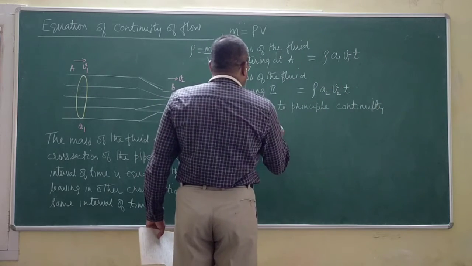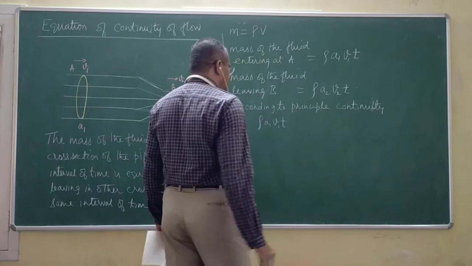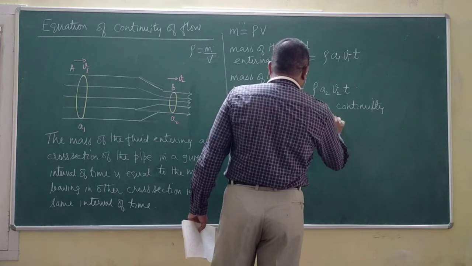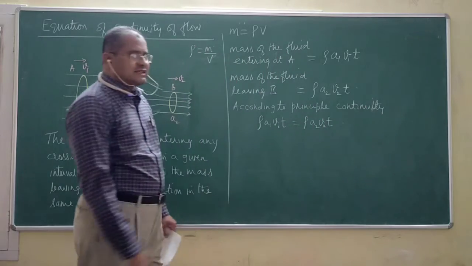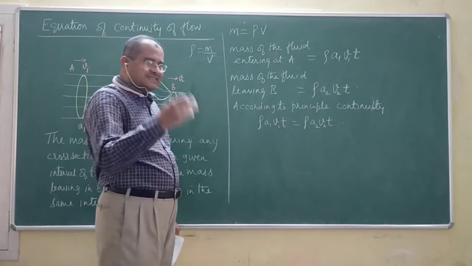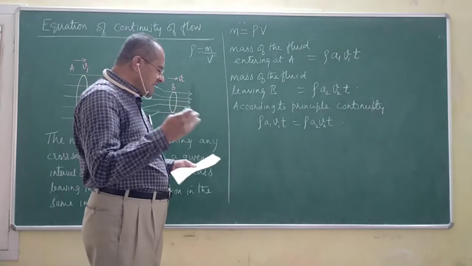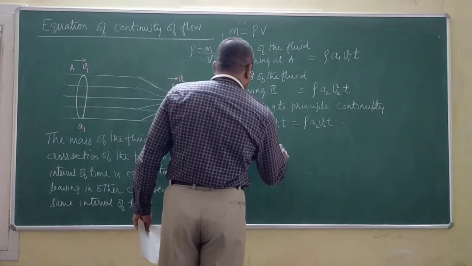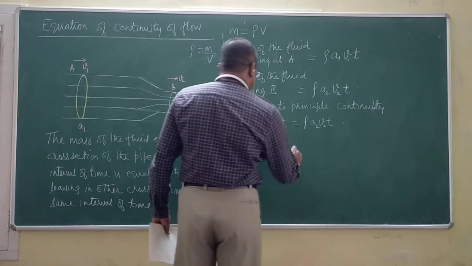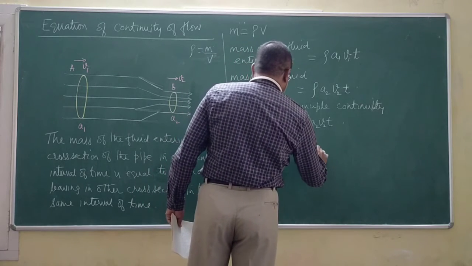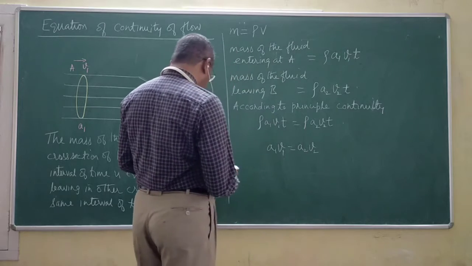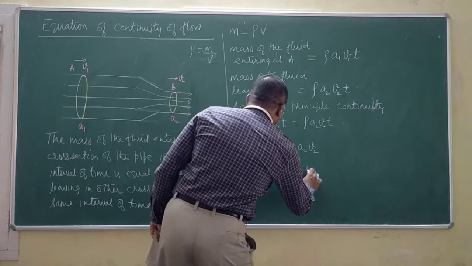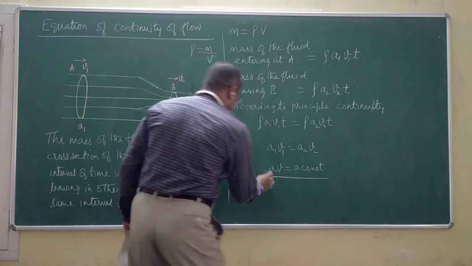Mass of the fluid entering any cross section of the tube is equal to mass of the liquid leaving any other cross section in the same interval of time. As I said, liquid is incompressible. When the liquid is incompressible, I will reduce this as A1V1 is equal to A2V2, or in other words, I will write AV is equal to a constant.